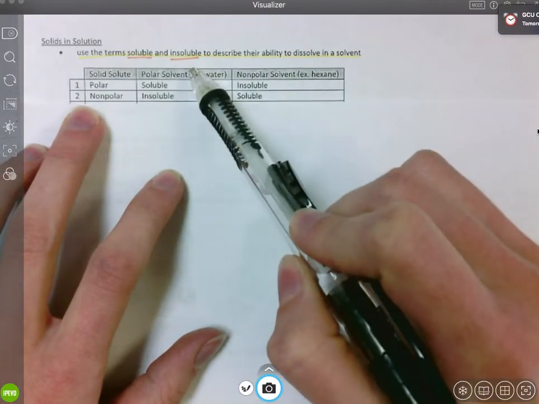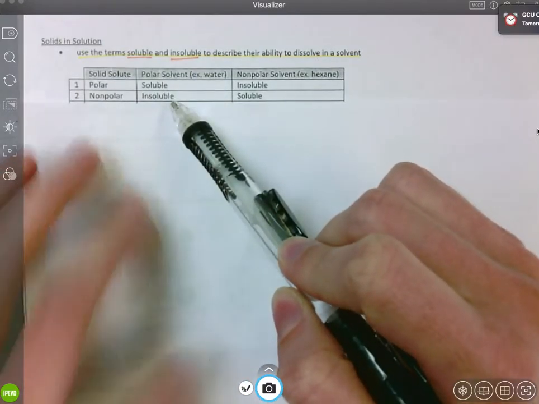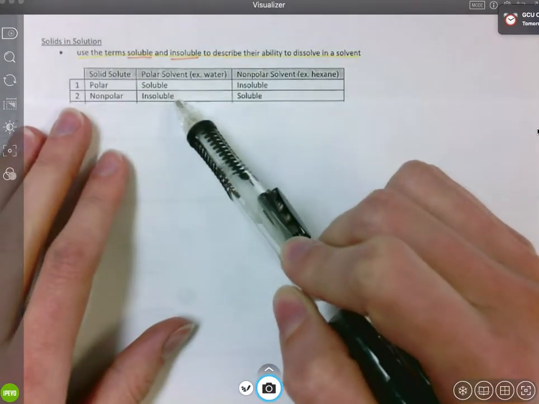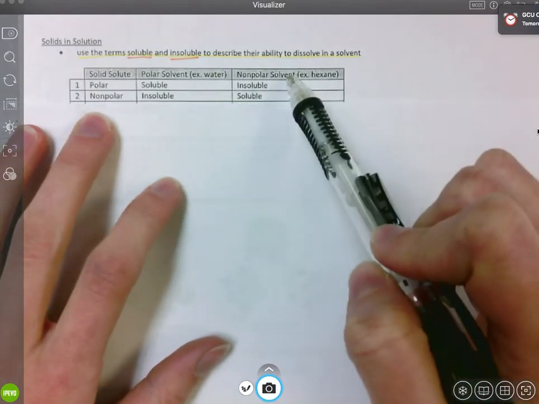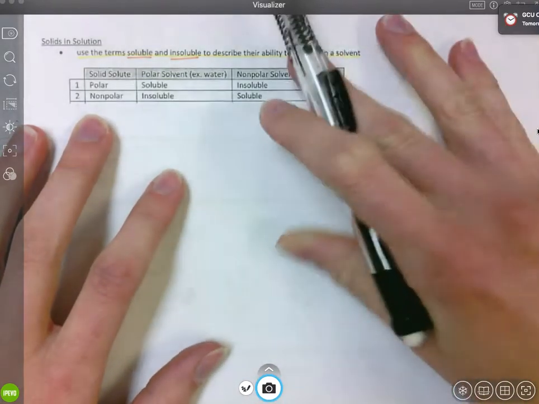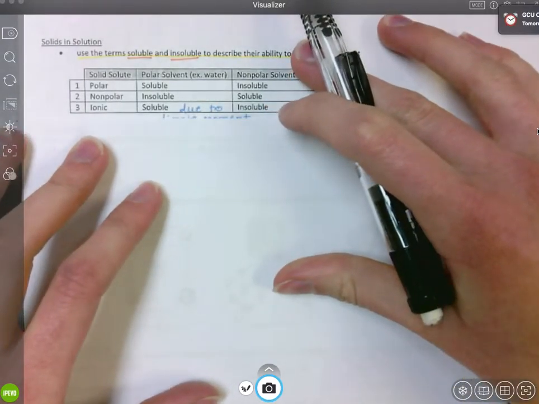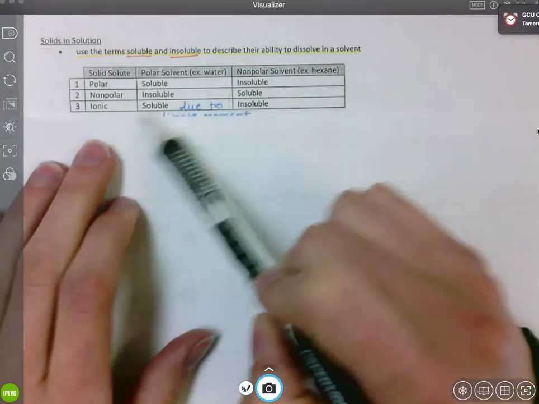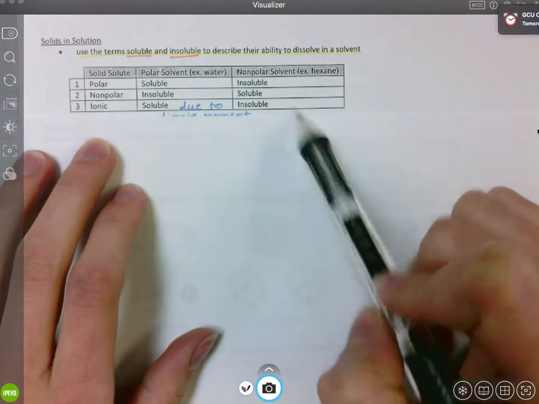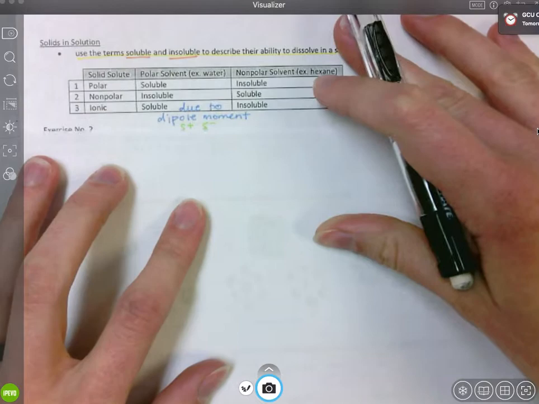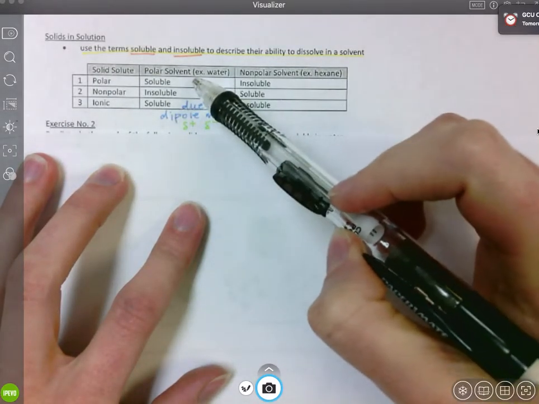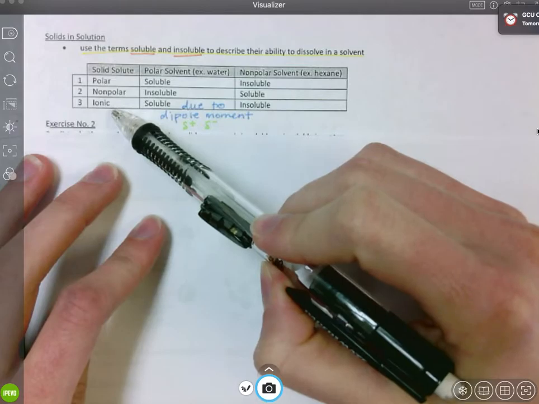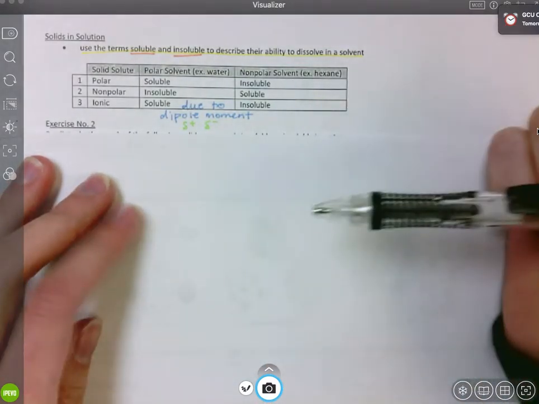Non-polar solid solute and a polar solvent, they are not similar, not both polar or non-polar. Insoluble, it's not going to dissolve. But non-polar and non-polar, like dissolves like, we are soluble. With this third row, notice how ionic is soluble in a polar solvent, but insoluble in nonpolar solvents. This is due to the dipole moments that we see in our polar solvents. So with ionics, we are forming fully positive, fully negative charges.